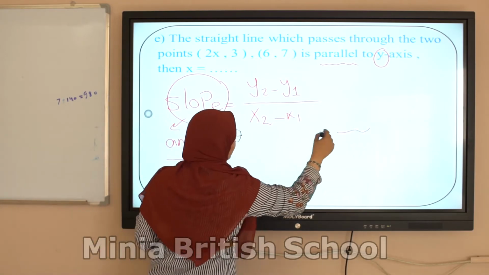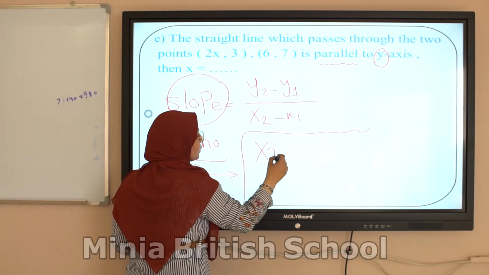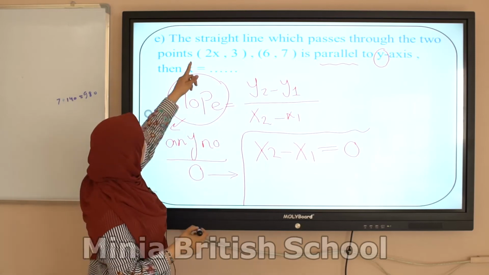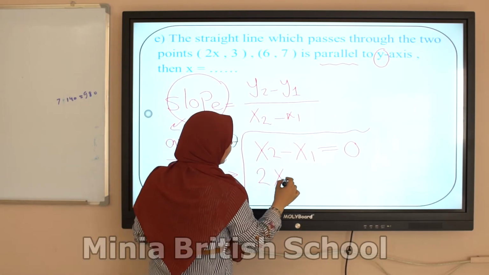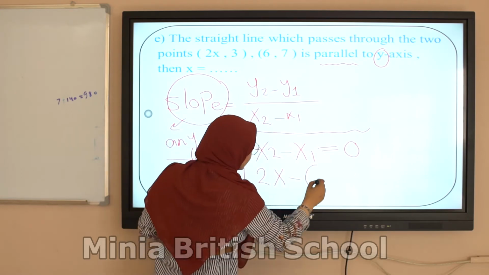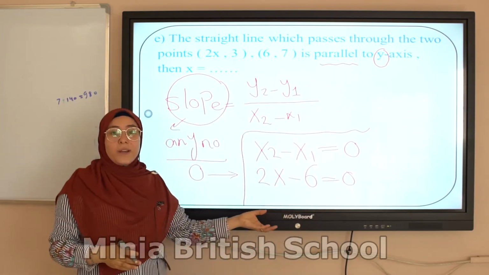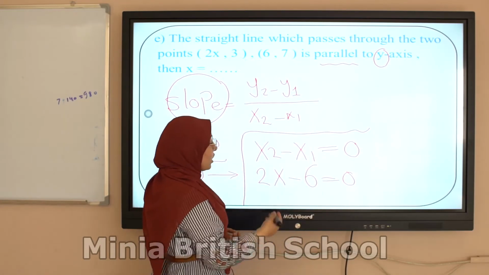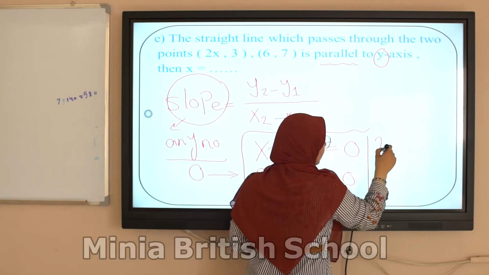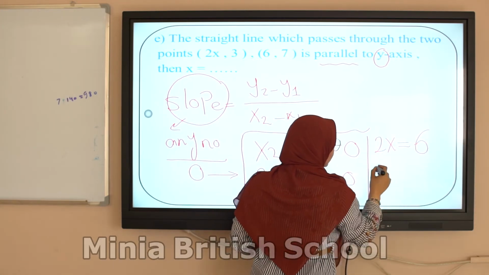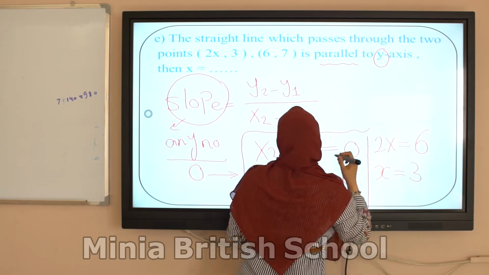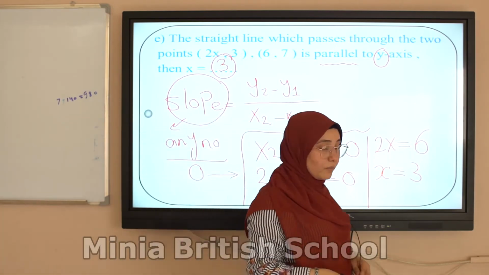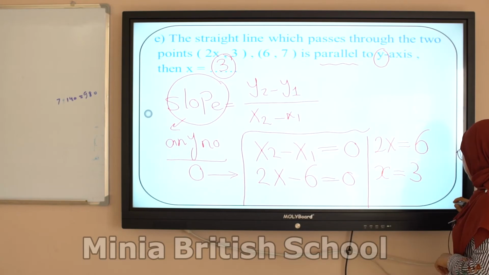So here you can make x2 minus x1 equals 0, okay. 2x minus 6 equals 0. This is the equation. Solve this equation. I will move 6 to the other side with the opposite sign. We get 2x equals 6. So x equals 3, okay? X equals 3. Understand?